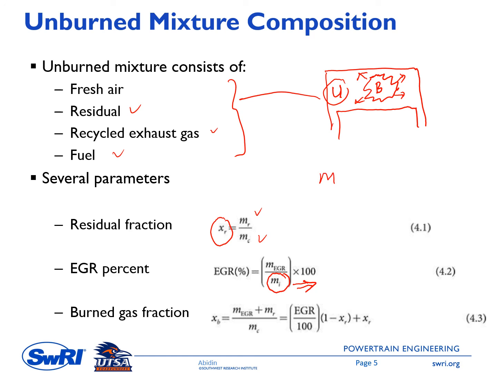Okay, once again, MI here equals air plus MEGR. So it doesn't include the fuel mass. The next one here is the total burn gas fraction. So here we have burn gas coming from the EGR plus the residual. And this one is the trapped mass inside the cylinder. So these three equations are used to estimate the residual fraction or EGR percentage or burn gas fraction.